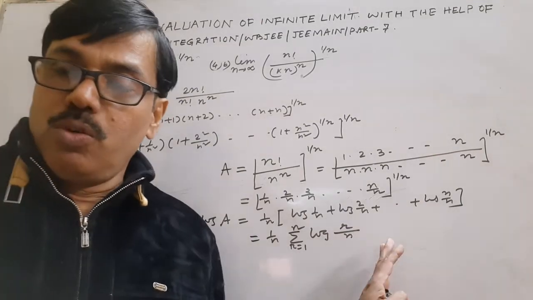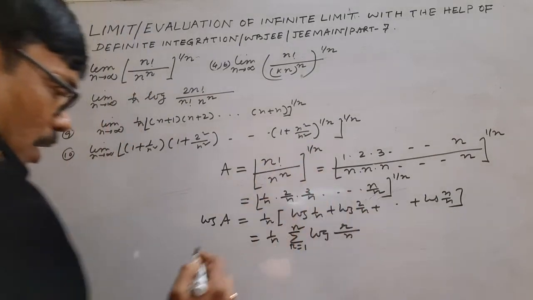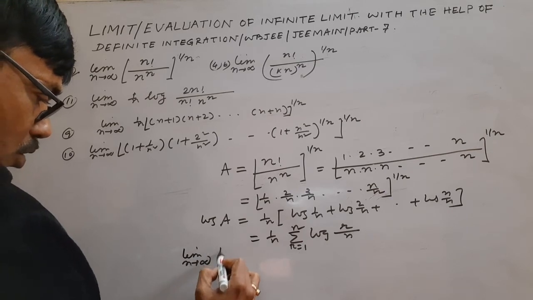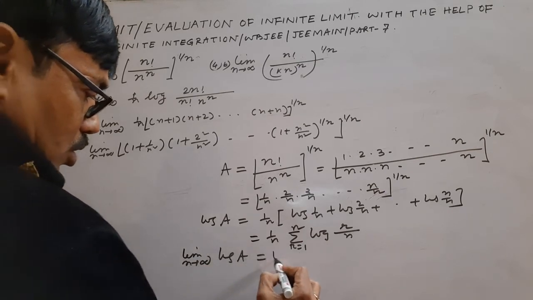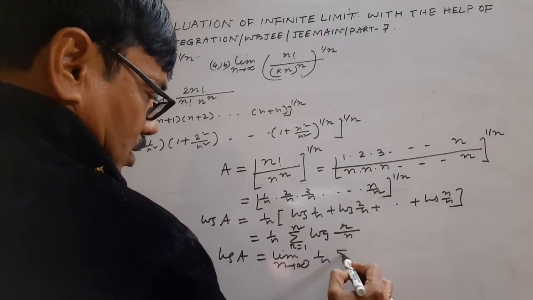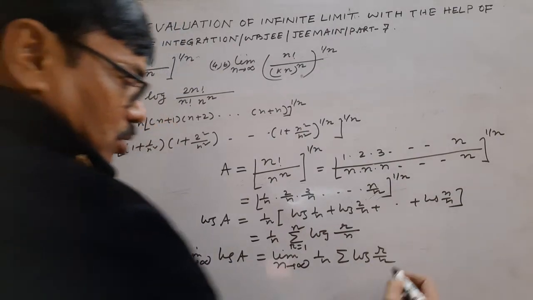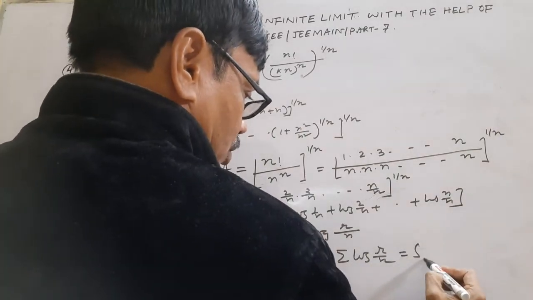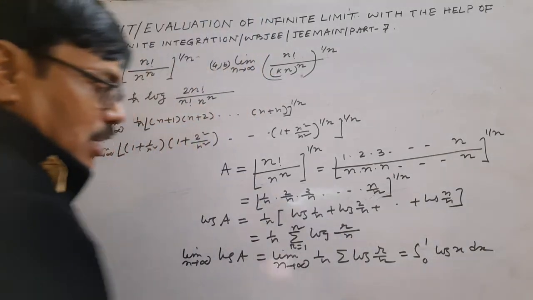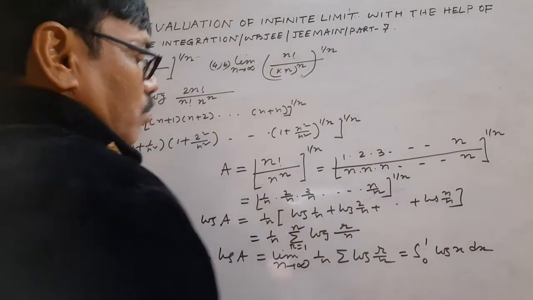Now we want to express it in terms of the formula. That is why we have to take limit n tends to infinity on both sides. So limit n tends to infinity 1 by n summation log r by n. So this is integral 0 to 1 log x dx. So r by n is x.